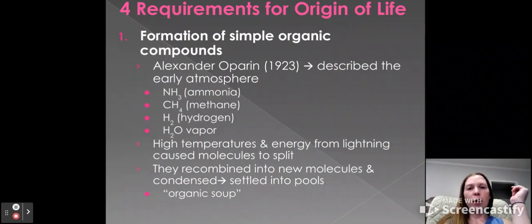So there are 4 requirements for the origin of life. The first one is the formation of simple organic compounds. This was studied by Alexander Oparin, and he explained the 4 major components of the early atmosphere, and that the high temperatures and energy from lightning caused molecules to split. They recombined to form new molecules and condense, which settled in those pools. You may have heard of this called the primordial soup or organic soup.